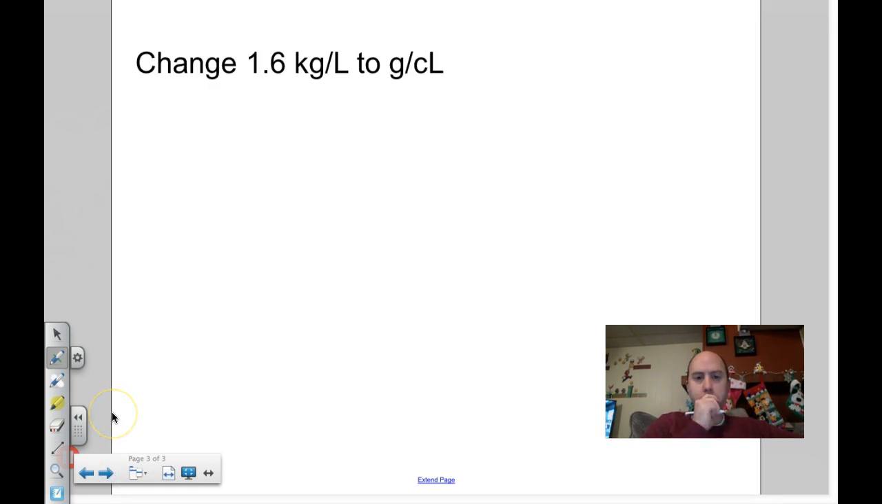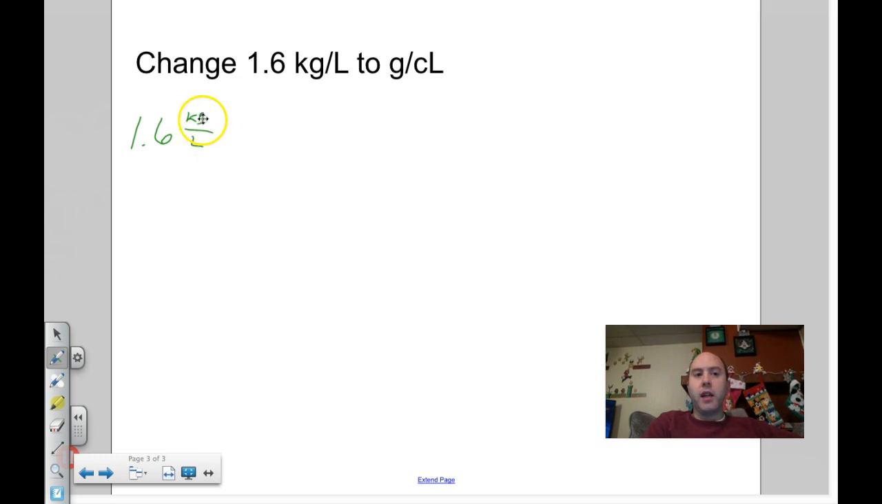Just to do one more as practice, it says change 1.6 kilograms per liter to grams per centiliter. This time I have prefixes on top and on the bottom, both of which I need to change. So let's just do it. 1.6 kilograms per liter. Which one do you want to change first? It doesn't really matter. For the sake of argument, because I'm in charge of the video, we're going to change kilograms to grams first, and then change liters to centiliters.